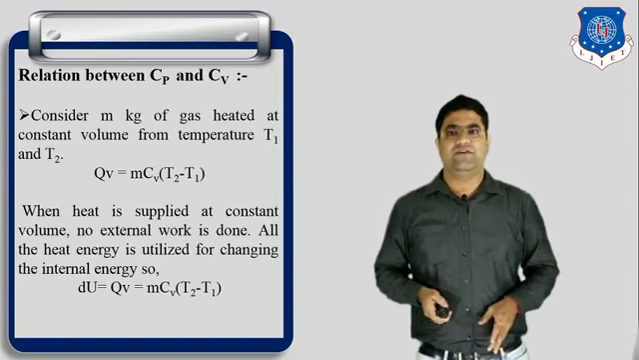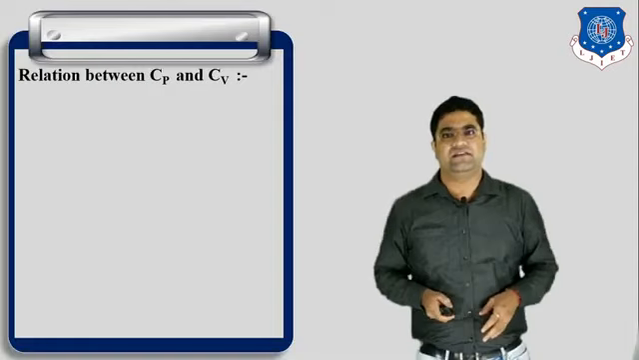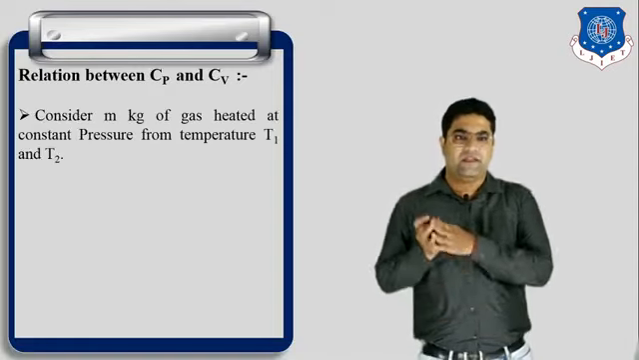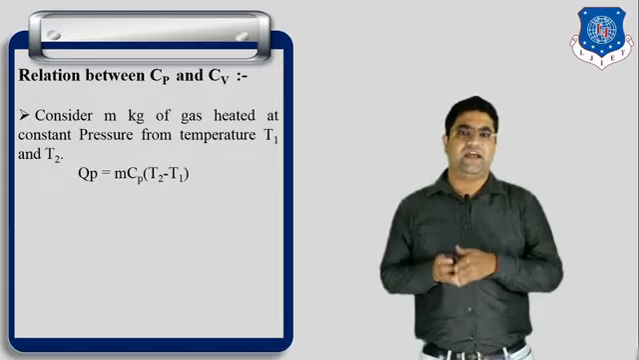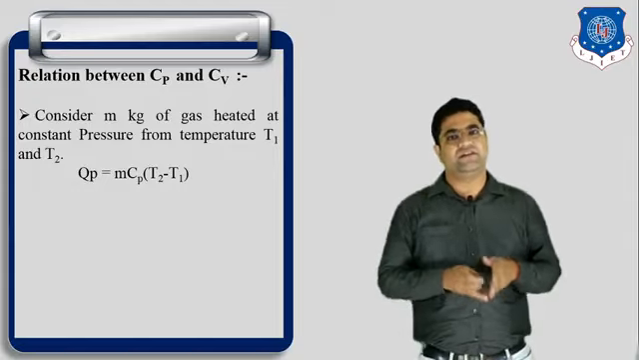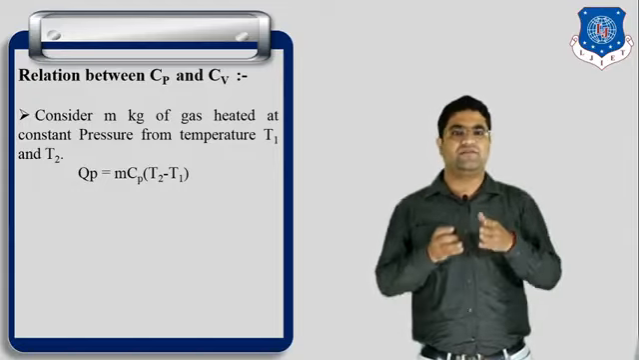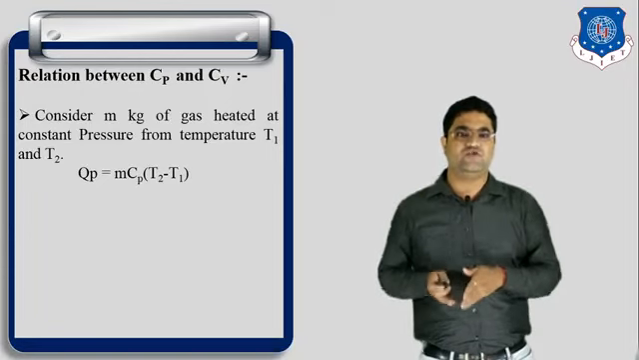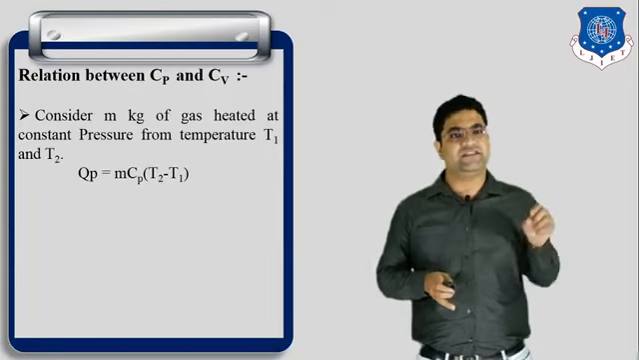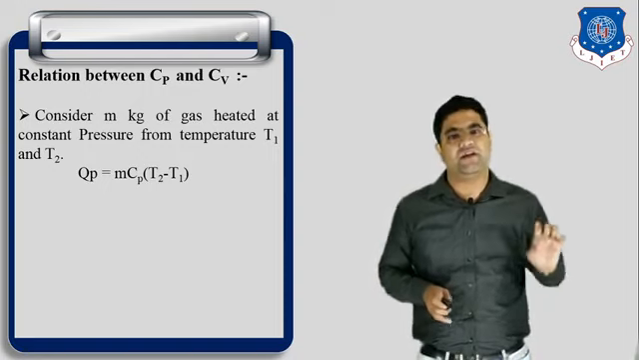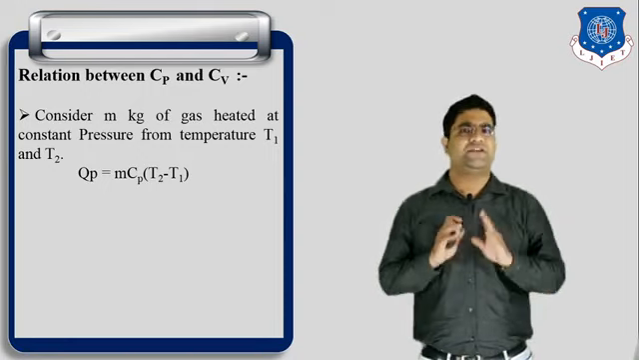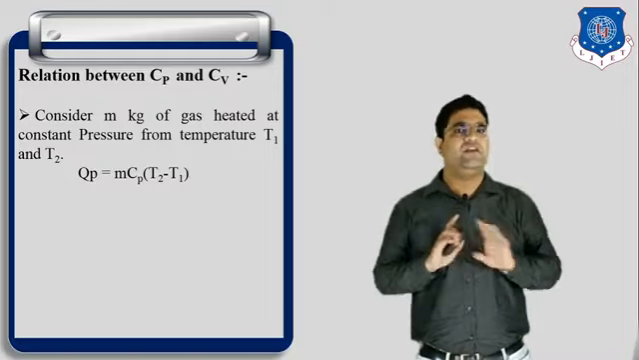Now our next case is the heat supplied at constant pressure. If we write heat supplied at constant pressure, then Qp equals m Cp (T2 minus T1). Here we write Cp because we are talking about heat supplied at constant pressure. Now what happens at constant pressure? Here the boundary will not be fixed.